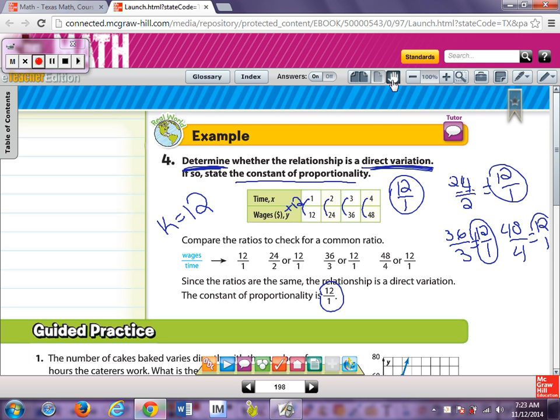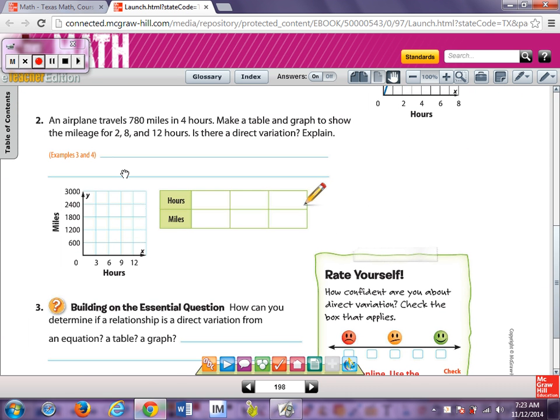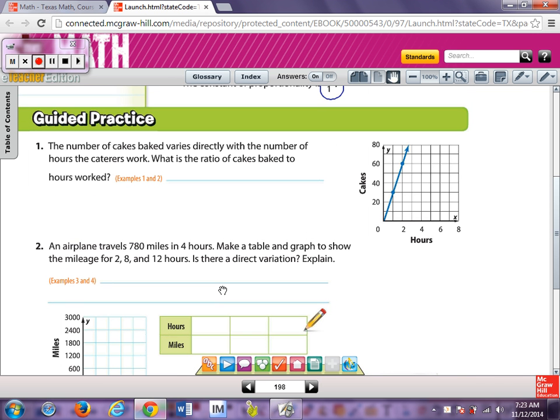All right, go ahead and work on the guided practice now. You need to work on examples 1, 2, and 3, please. You will be assigned homework later on in class. Thank you very much.